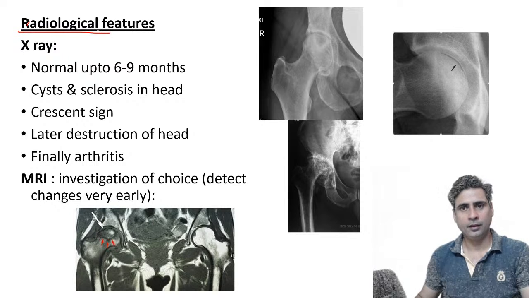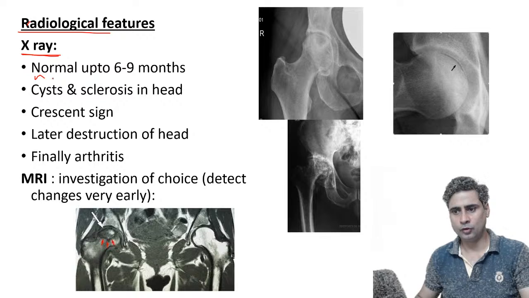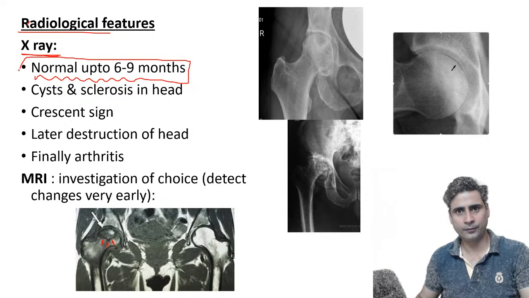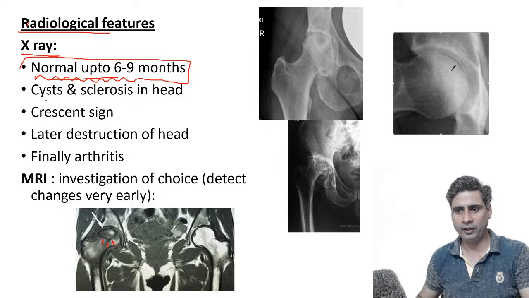Radiologically, the first investigation will always be X-ray, which is normal up to 6 to 9 months of disease onset. It may be normal up to 6 to 9 months, not in all patients, but it may be normal. And the earliest finding on X-rays will be cysts and sclerosis. Here you can see this is a cyst. This area is a cyst, around which there is sclerosis.